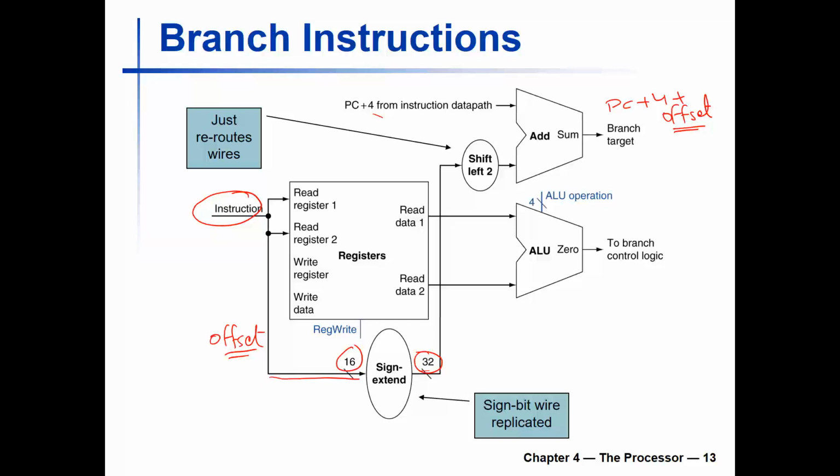The reason we do a shift of 2 is that the address in the instruction is a word address, and we need to convert it to a byte address. Converting from word address to byte address means we need to multiply by 4, or a left shift, I'm sorry, a left shift of 2 positions. Okay, so that we convert it from word address to byte address. Then we add and we create the branch target.